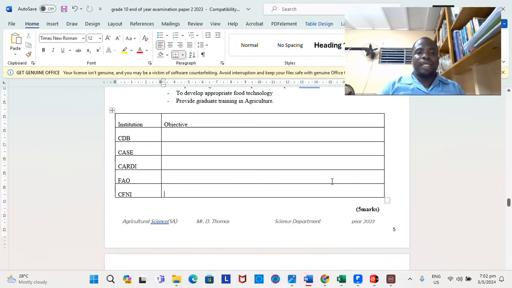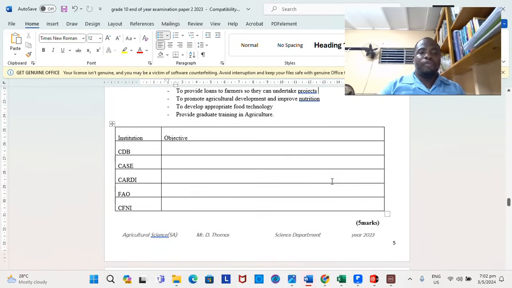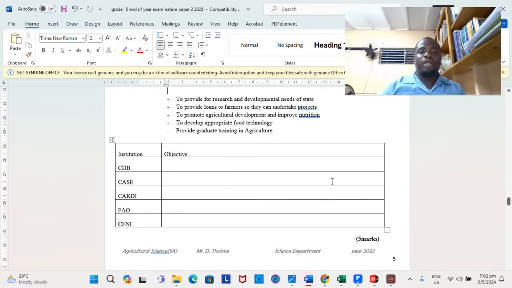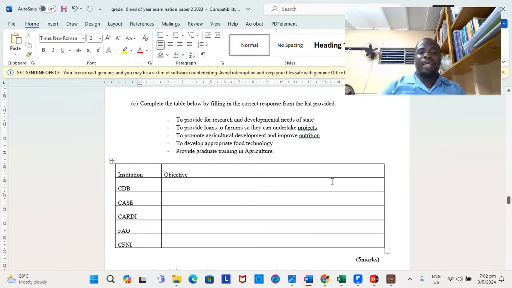We have some international, some local and some regional institutions concerned with agriculture. We have the aims or objectives of some of these institutions, but we want to run through the concept of the meaning of the institution.